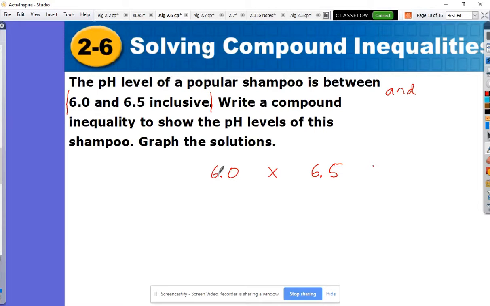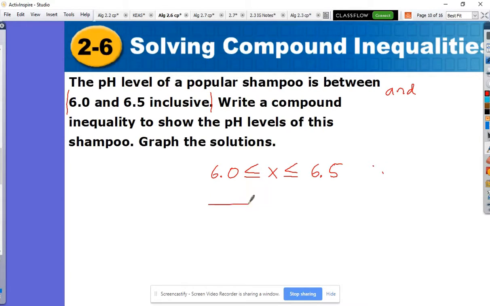Okay, so X can be 6.0, and it also needs to be bigger than 6.0. So we're going to have greater than or equal to on this side over here for the X. So X is going to be greater than or equal to 6.0. All right, and we have to make sure at the same time X does not go over 6.5. So we're going to make X less than or equal to 6.5. So we have X being equal or bigger than 6.0, X being smaller or equal to 6.5. That is our compound inequality for this.